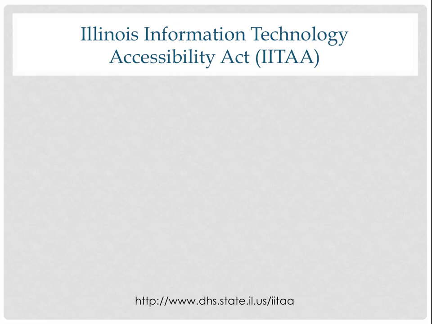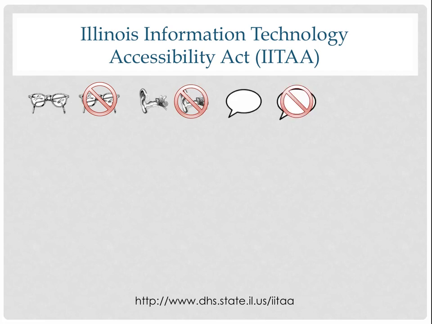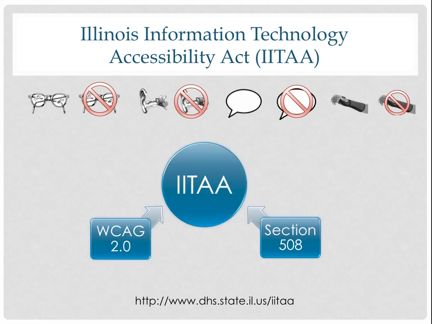They also define the types of disabilities that need to be considered, stating that web content must be available to people with limited vision or blindness, hearing loss or deafness, limited speech or no speech, and limited reach or no reach or sense of touch. IITAA is closely synchronized with pending updates to Section 508 and WCAG 2.0, so adhering to IITAA standards will make compliance with the other two easier.